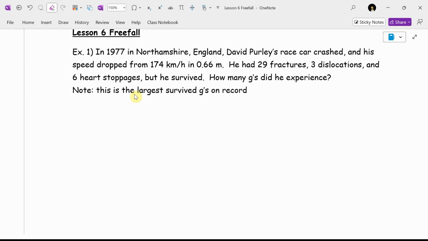That's some pretty serious acceleration. He had 29 fractures, 6 dislocations. His heart stopped 6 times, but he did survive and make a mostly full recovery.